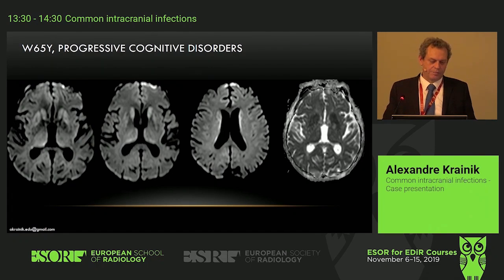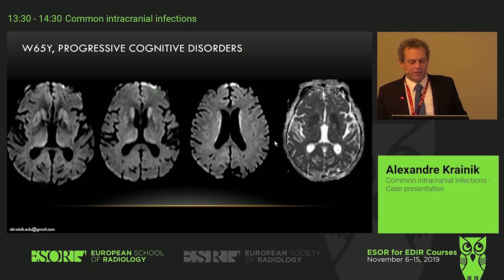We see bilateral high-intensity signals, periventricular, in the basal ganglia. On which sequence? I think this is DWI. Well, you have to think, in terms of the clinical presentation, of Creutzfeldt-Jakob disease. That's right. We have to think of Creutzfeldt-Jakob.